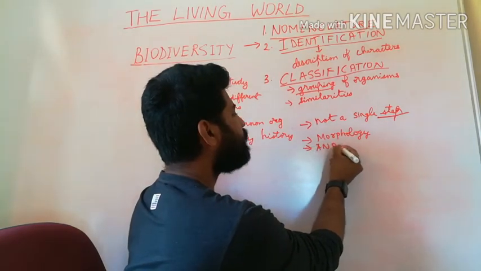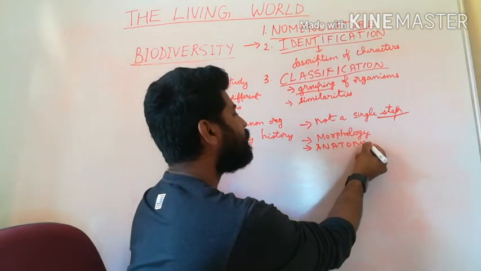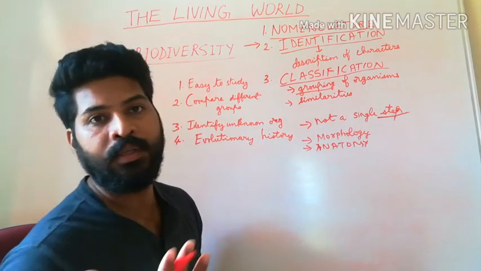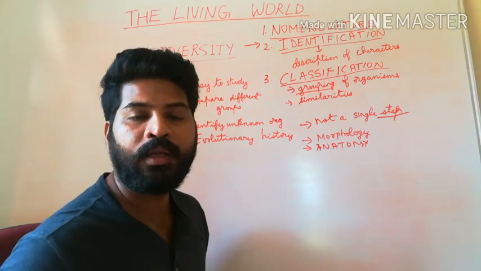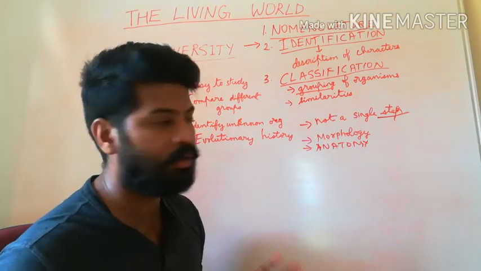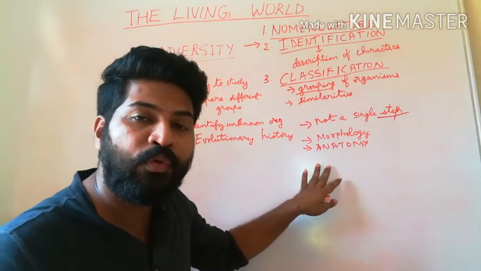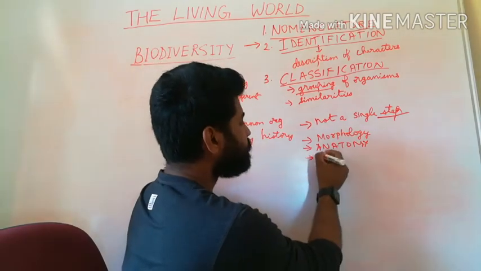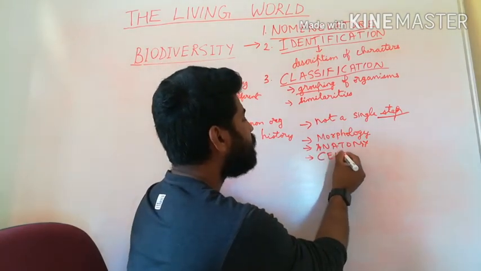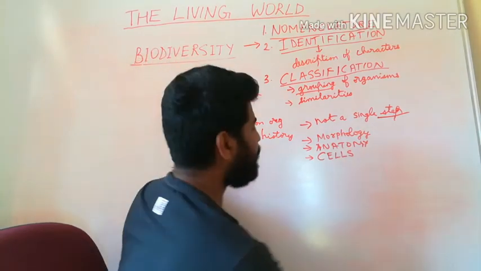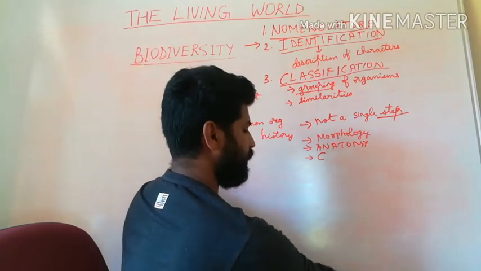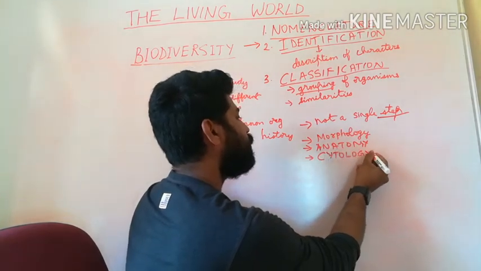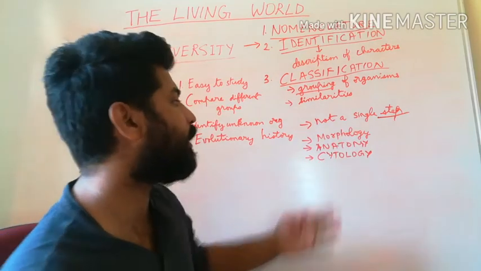Then we have to look at the anatomy. These are the features that are present inside the body. Means what is the structure of skeleton, what are the different organs, what are the different tissues, etc. So that is anatomy, study of internal features of an organism. Not only that, we need to study the cells, that is cytology, because different organisms have specialized cells also. Based on that also we can classify.